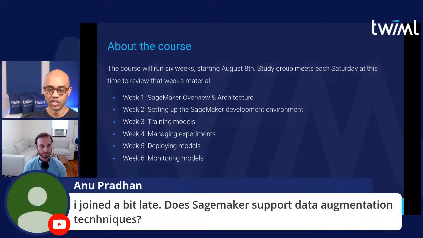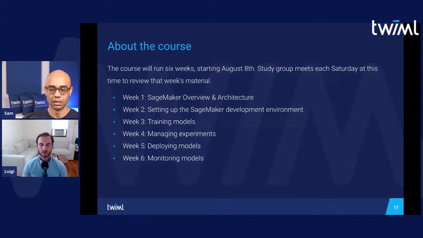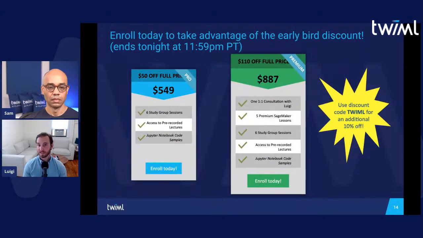Great. Question from Anu. Does SageMaker support data augmentation techniques? First of all, you'd be able to use any sort of data augmentation library, if it's a Python library, directly from within your Jupyter notebooks. But in terms of specific services, I'm not actually sure. I do not believe so. I haven't seen one. But of course, as you've alluded to, Sam, on a few occasions, SageMaker is a huge service. So there may not be an augmentation service, but if there's enough demand, I'm sure AWS would add one later on.